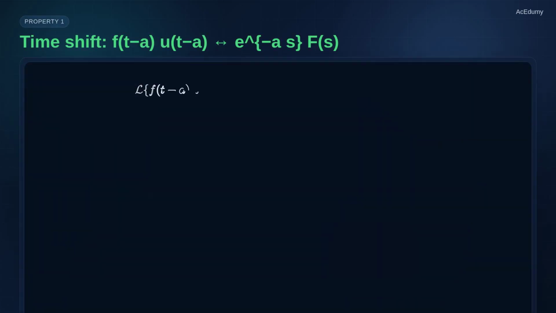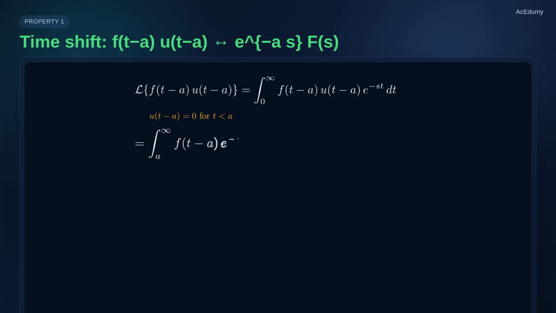First, the time shift theorem. Suppose we have a signal f(t) with transform F(s), and we delay it by a seconds: f(t minus a) multiplied by u(t minus a), so it stays causal. Set up the Laplace integral. The unit step kills everything below t equals a, so the lower limit becomes a.